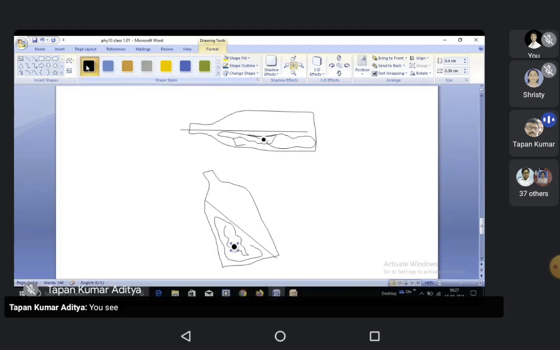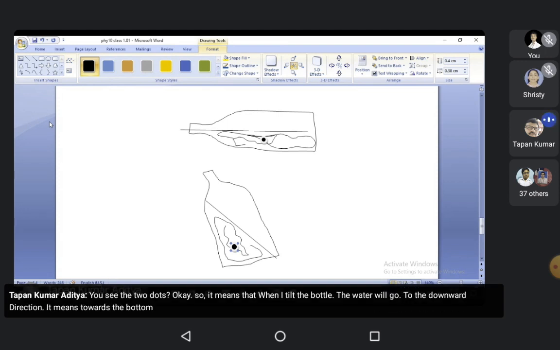You see the two dots. Okay. So it means that when I tilt the bottle, the water will go to the downward direction. It means towards the bottom of the bottle. And so the center of gravity will shift towards the heavier part of the bottle.